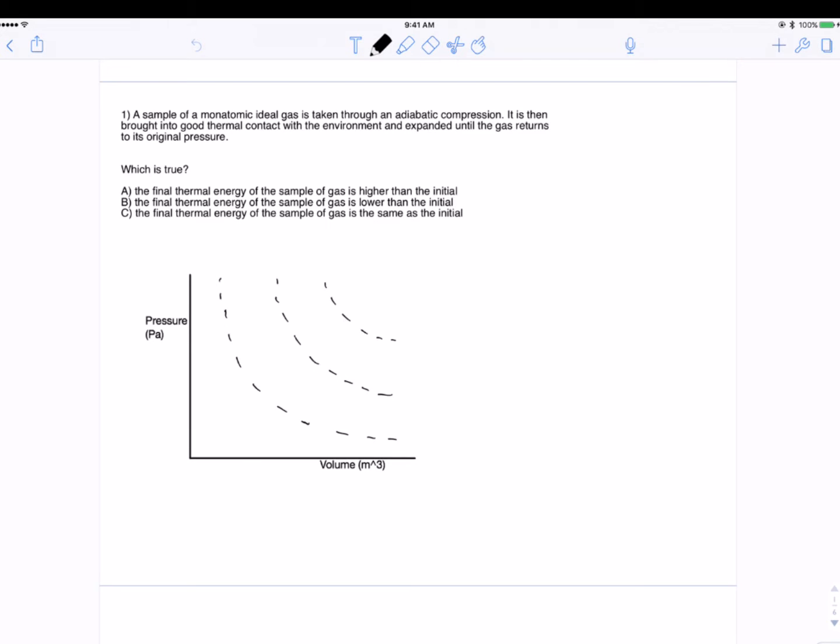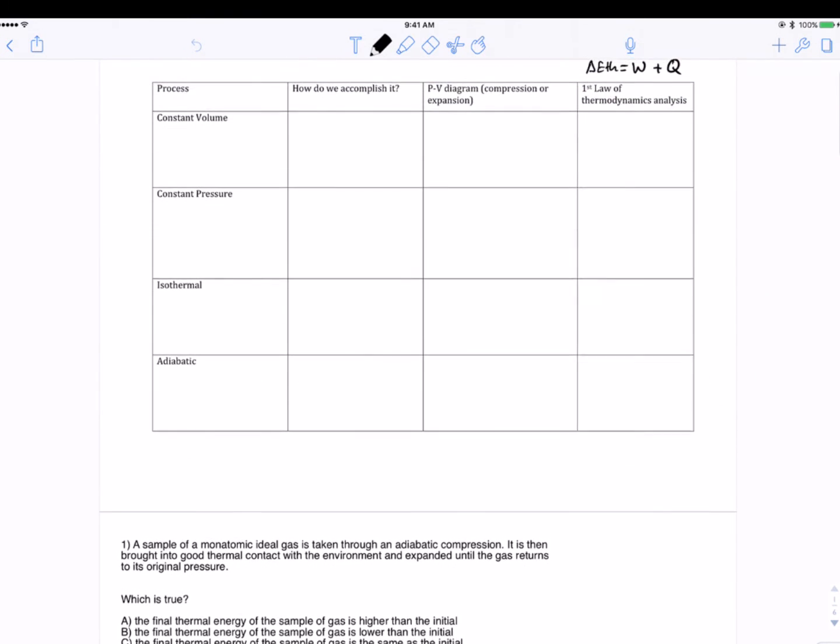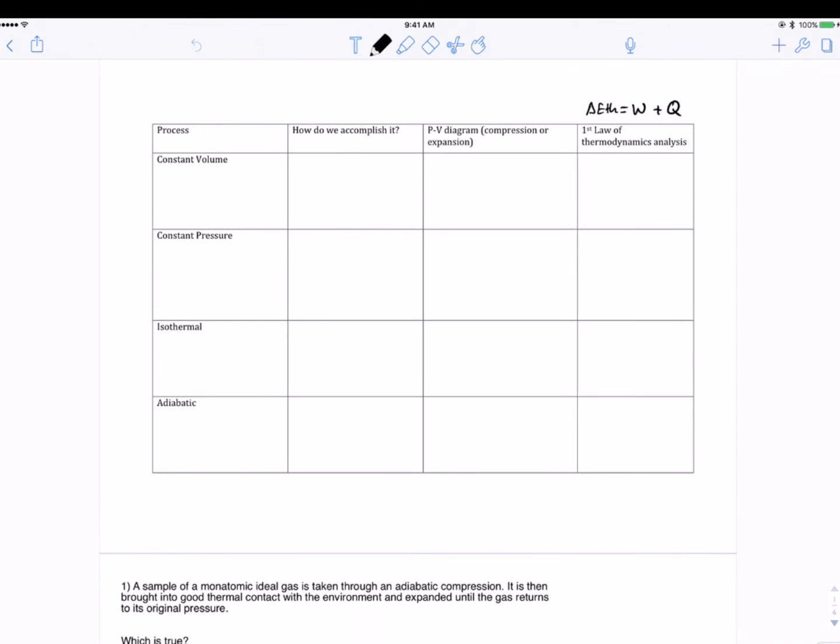In this video, we are going to talk about the ideal gas processes. We will approach a few questions and we will construct a matrix that will help us remember the details of these processes so that we'll be ready to work with them whenever we need to.